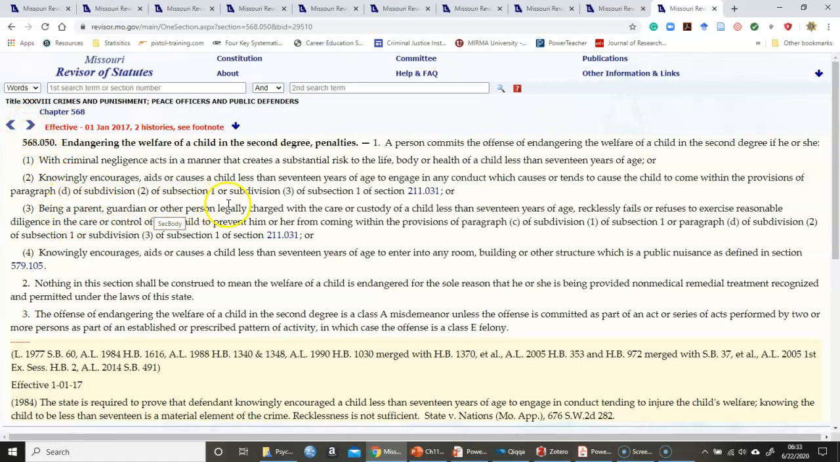Being a parent or guardian or other person legally charged with the care of the child less than 17 who recklessly fails or refuses to exercise reasonable diligence, care, or control of such child to prevent them from becoming subject to provisions of basically the chapters that we start talking about right here.